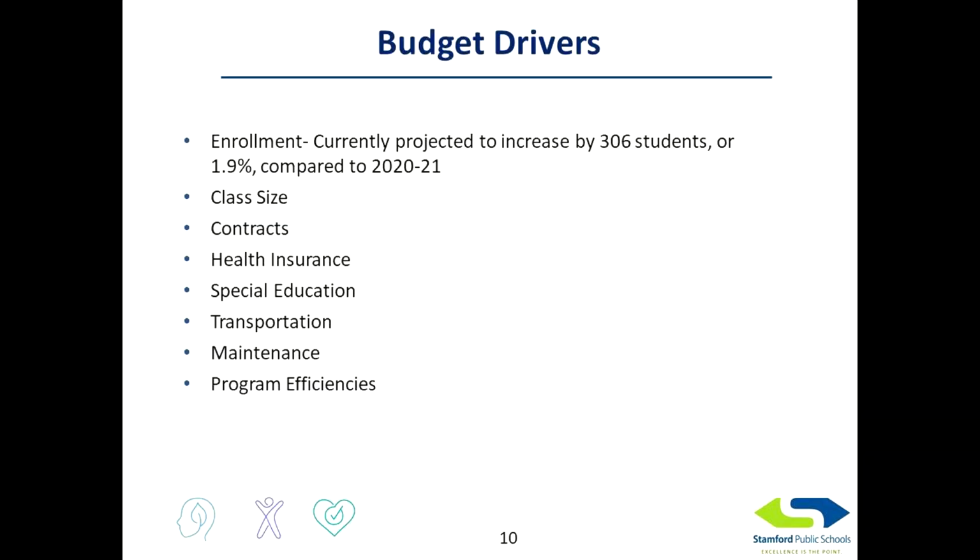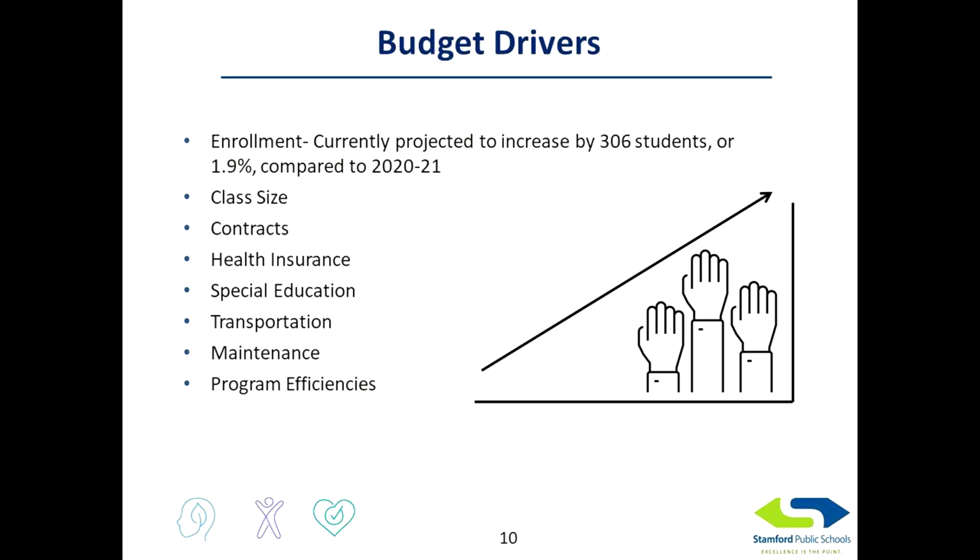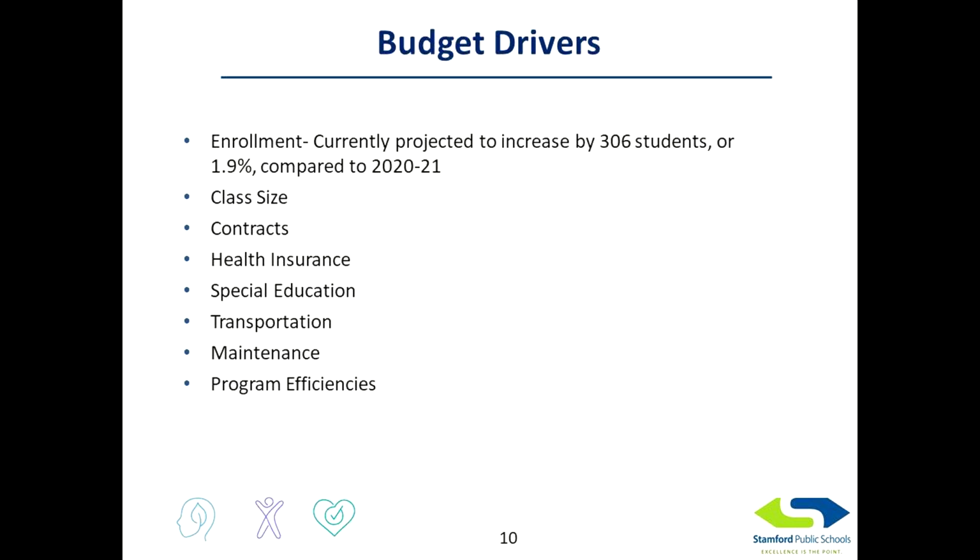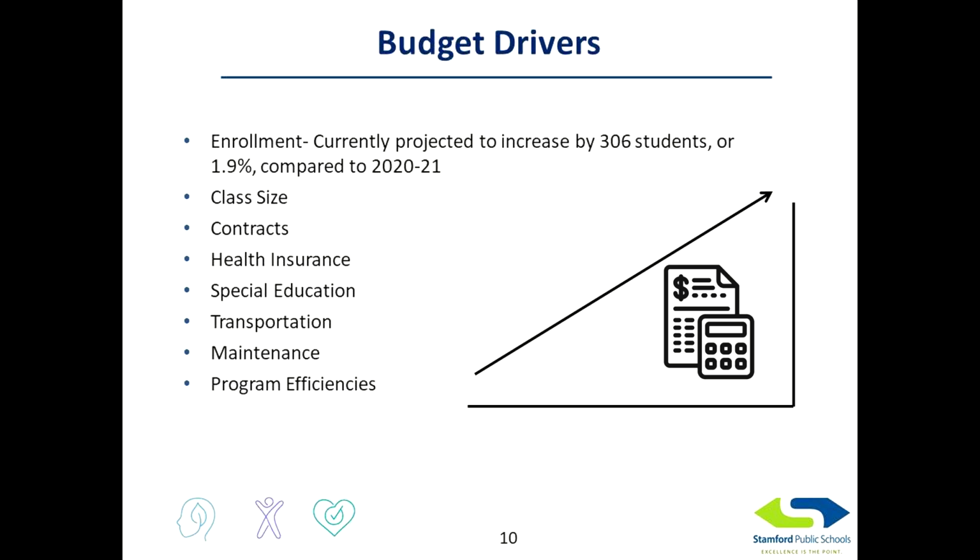There are a few items which have an outsized impact on the operating budget each year. These budget drivers include enrollment, class sizes, contracts, health insurance, special education, transportation, maintenance, and program efficiencies. Contrary to trends nationally and in the rest of Connecticut, Stanford's enrollment has grown and continues to grow. Assuming that class sizes remain at around 20 students per class on average, that enrollment growth drives cost increases in many areas of the budget.